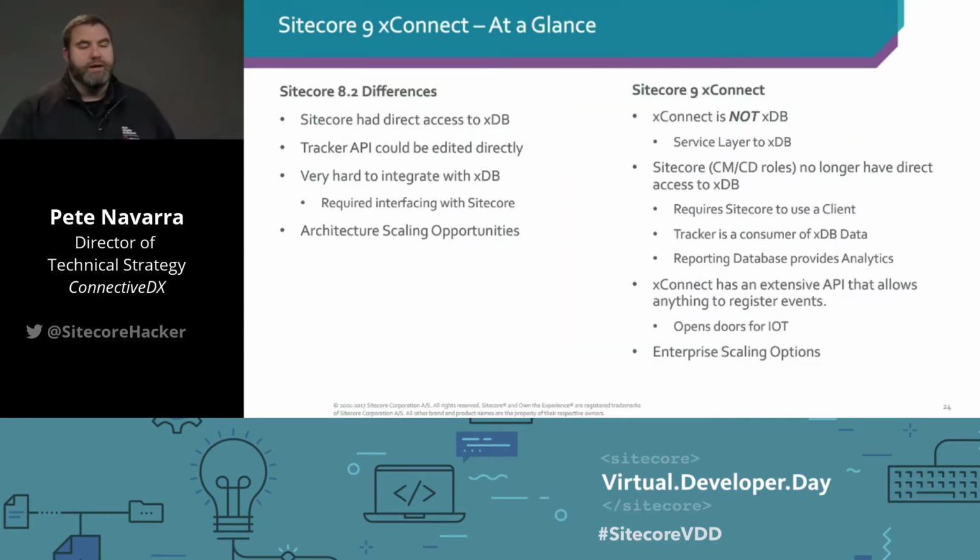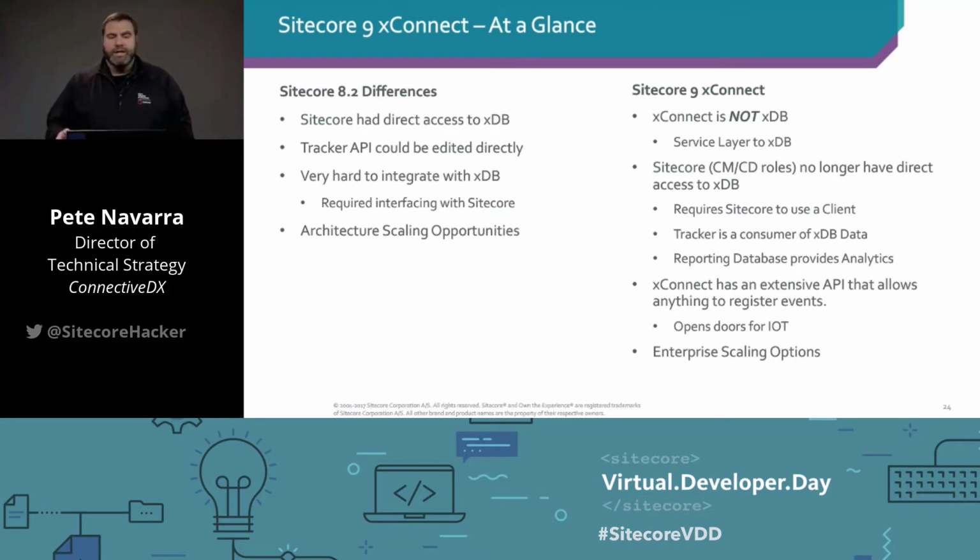But first, let's talk about Sitecore xConnect at a glance. What are the differences? Well, the big major difference that I don't even put on this slide is that xConnect doesn't exist in 8.2. xConnect is brand new to Sitecore 9. In 8.2, Sitecore had direct access to XDB, meaning if you wanted to connect to the processing pipeline or to the tracker, you just call those methods and Sitecore can get directly to it. The tracker API could be edited directly.